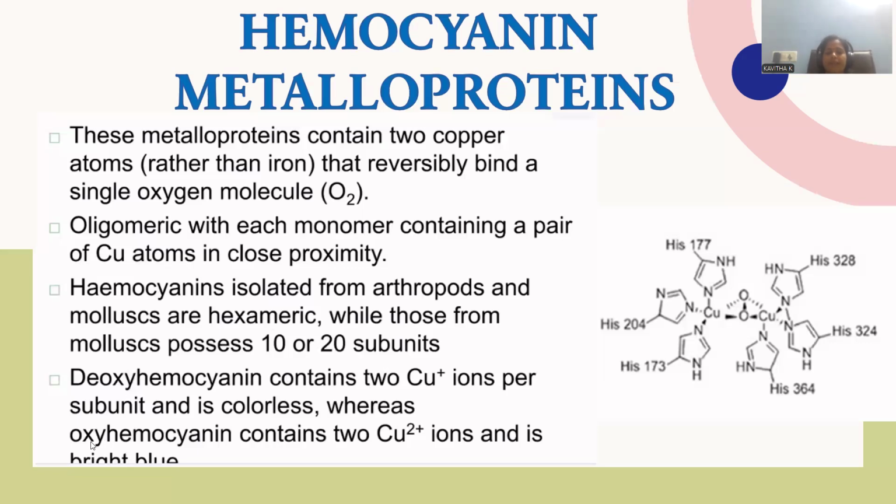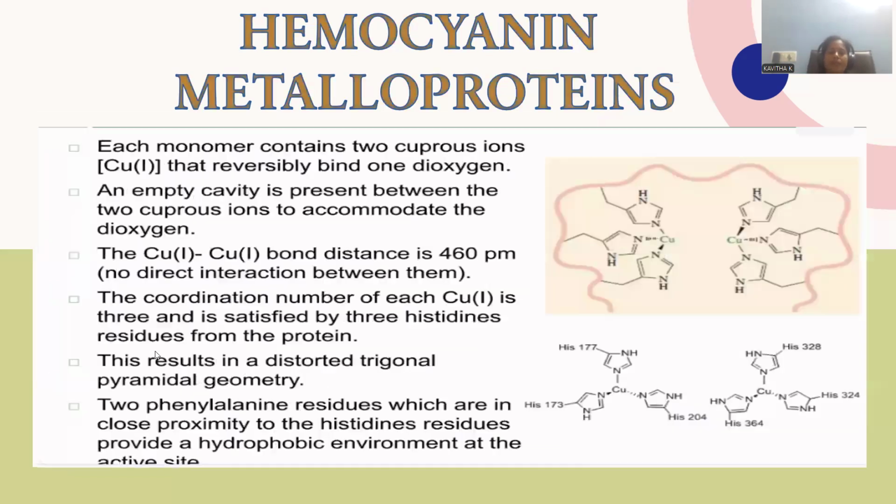Whenever they are binding with the oxygen, the intense blue color will appear. That is because of this bridging complexation, which imparts the blue coloration, where copper plus 1 is turned into copper plus 2. If you observe the entire structural functionality of the hemocyanin, each monomer contains two cuprous units.